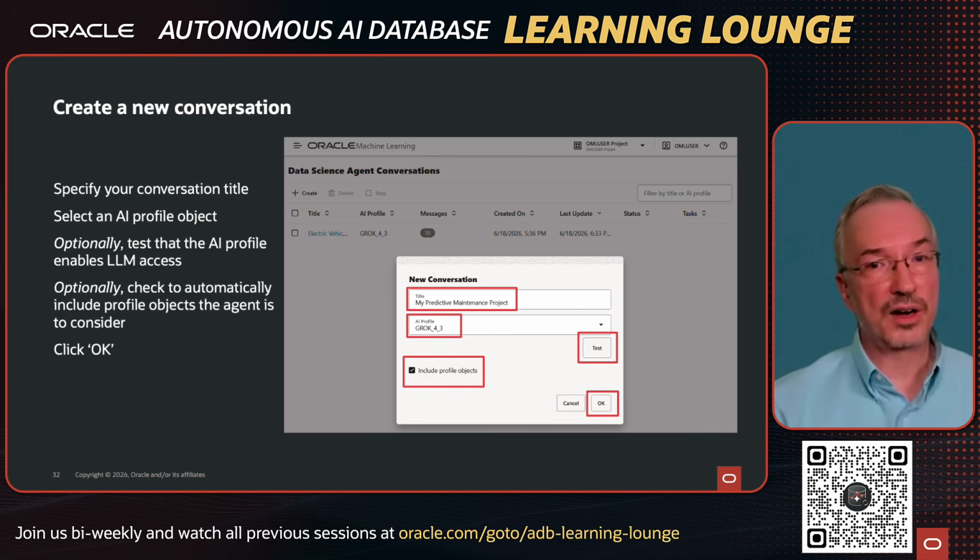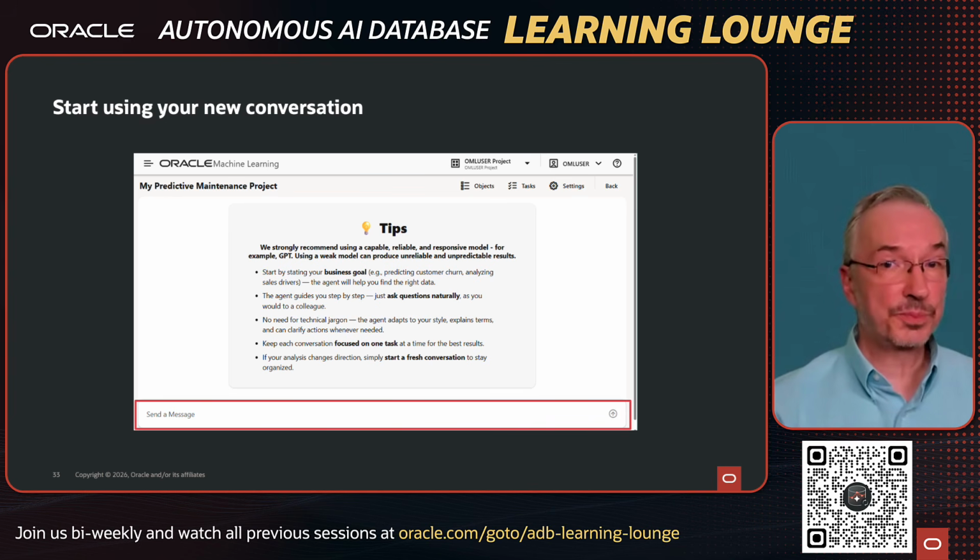Now, when you create a new conversation, you'll provide a conversation title and select the AI profile object from the drop-down menu. You can optionally test the AI profile to make sure it has access to the LLM. And you can also choose whether to automatically include database objects like tables and views associated with the AI profile in the conversation. And then click OK. And this brings you to the conversation, where you can send your first message to the agent.